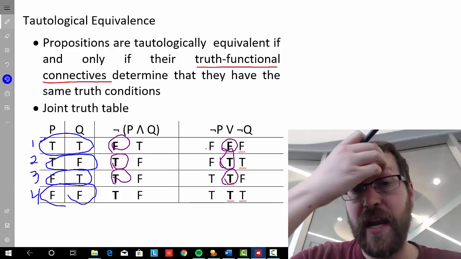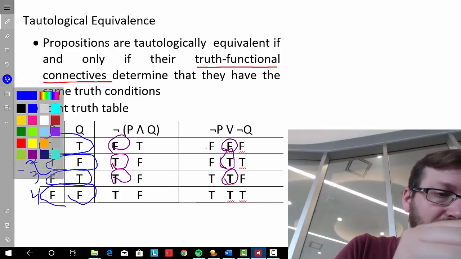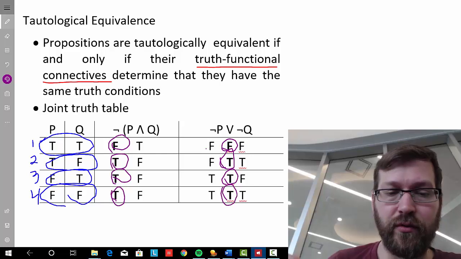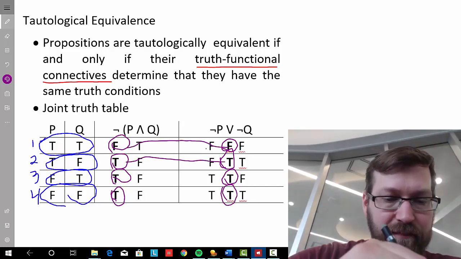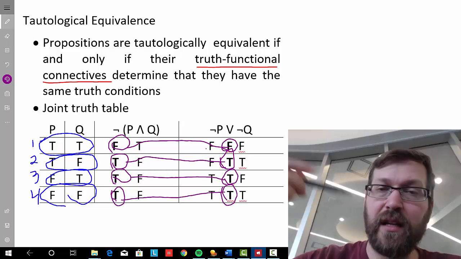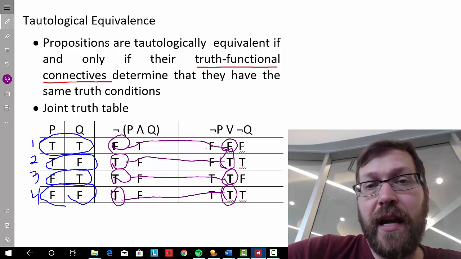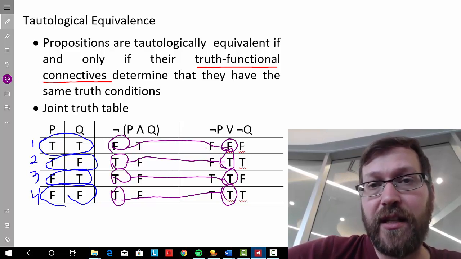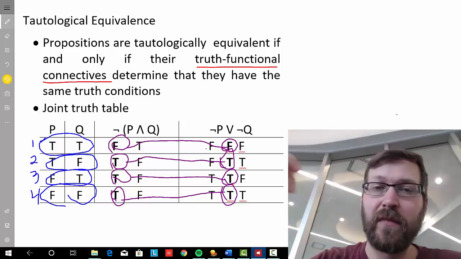And when P is false and Q is false, again, we see that the sentences that we're examining with these truth tables would have to be true. There's no deviation between these. As a result, they are tautologically equivalent, and since that's a special case of logical equivalence, it'll turn out that these propositions are also logically equivalent.